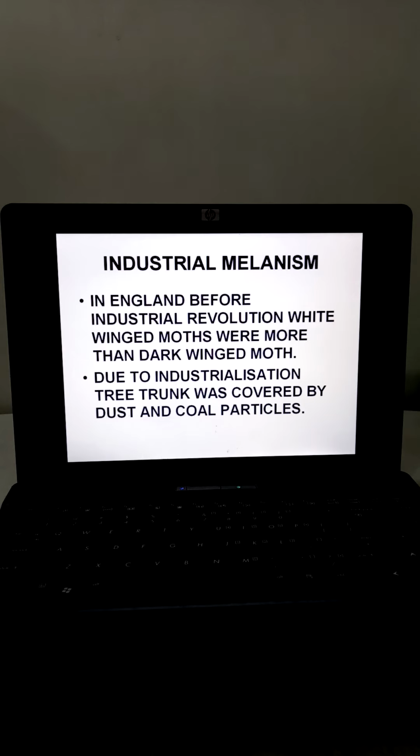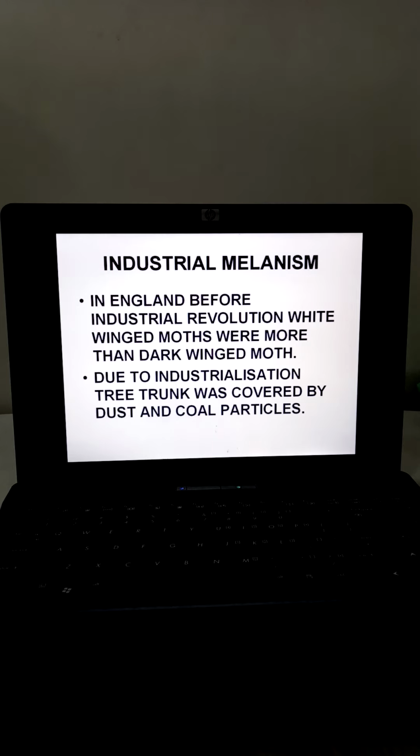But after industrialization took place in England, most of the tree trunks got covered with black colored soot, that is, charcoal powder. And second, because of the pollution also, the lichens, you all know lichens are pollution indicators, so because of the higher pollution in that area of England, the lichens were dead. So when the tree trunk was covered with black colored soot, the black colored moth was now easily camouflaged with the tree trunk as compared to the white colored moth.